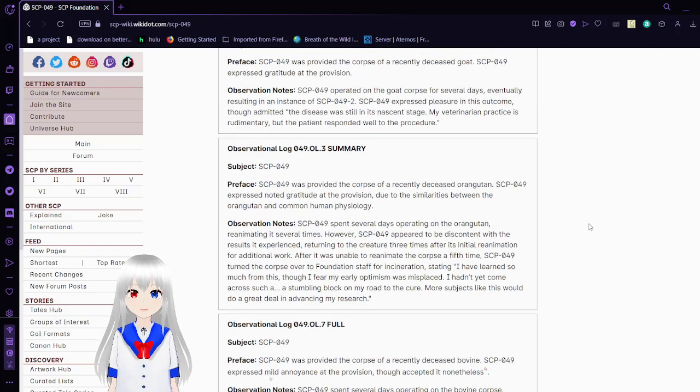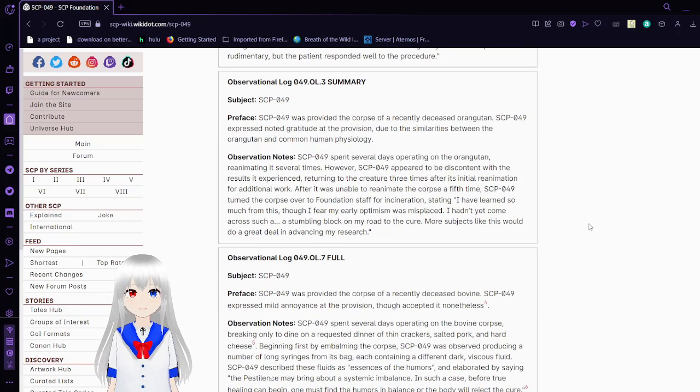"My veterinary practice is rudimentary, but the patient responded well to the procedure." Observation Log 49-3. SCP-49 is subject. Preface. SCP-49 was provided the corpse of a recently deceased orangutan. SCP-49 expressed no gratitude at the provision due to similarities between orangutan and common human physiology.